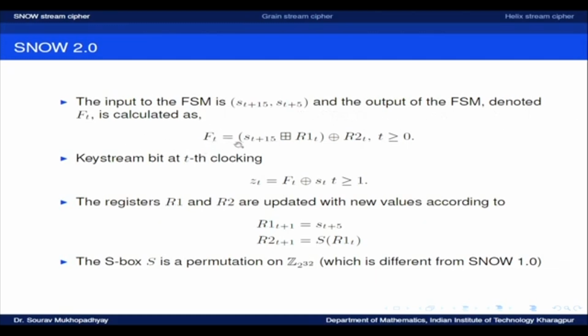Then we add s_{t+15} with R1_t, the t-th clocking. This is the addition modulo 2^32, and then we XOR this with R2_t, at the t-th time. This is the state, the value in the R2 register. And then the key stream bit is f_t XOR with s_t.